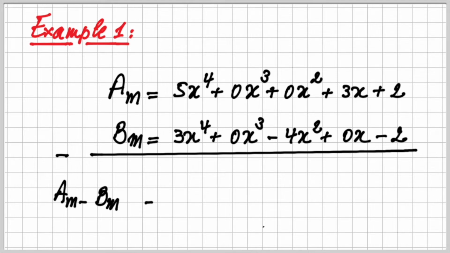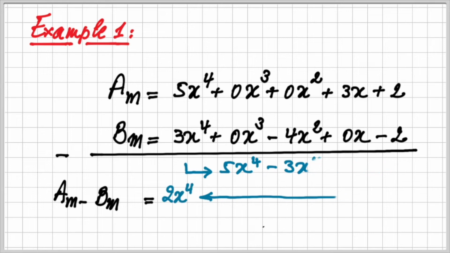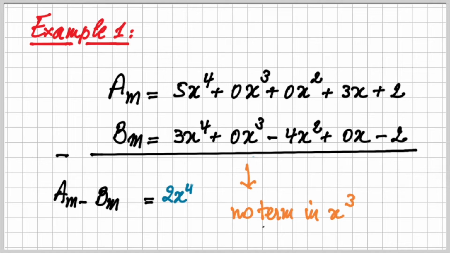So we find that the difference of those two, the first parameter in x to the power 4, is 5x to the power 4 minus 3x to the power 4, which is equal to 2x to the power 4. That's the first term of the difference. Then we look at x to the third. There is no term in x to the third, so we don't have to do anything with that.